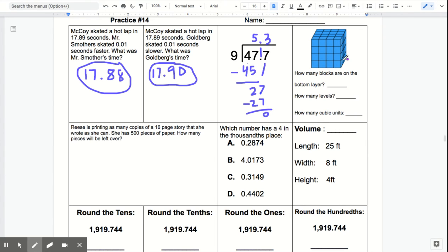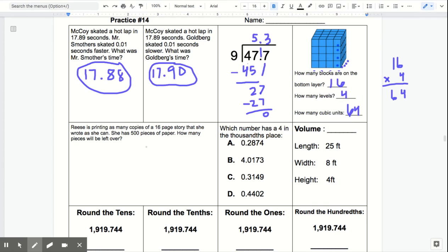Next problem. How many blocks are on the bottom layer? This is kind of hard to see. How far does it go back? 1, 2, 3, 4. And it goes 4 across. So I have 4 rows of 4. So that would be 4 times 4, which is 16. How many levels are there? 1, 2, 3, 4. So how many cubic units? Well, if each row is 16, I have 4 16s. I could just do 16 times 4 because my base is 16. So that would be 64. There are 64 cubic units.